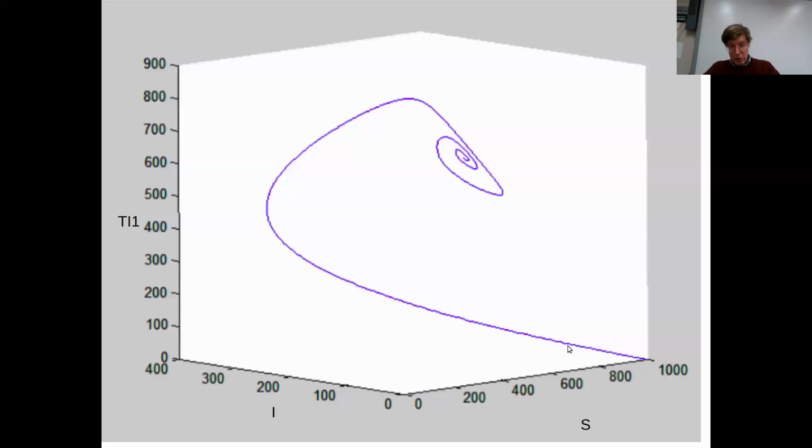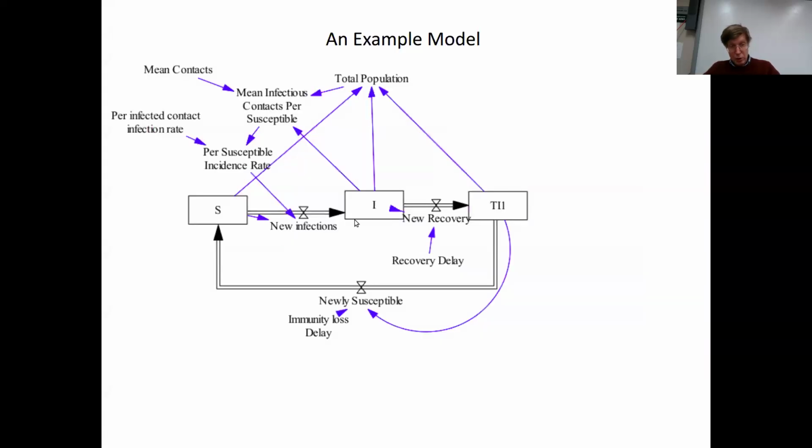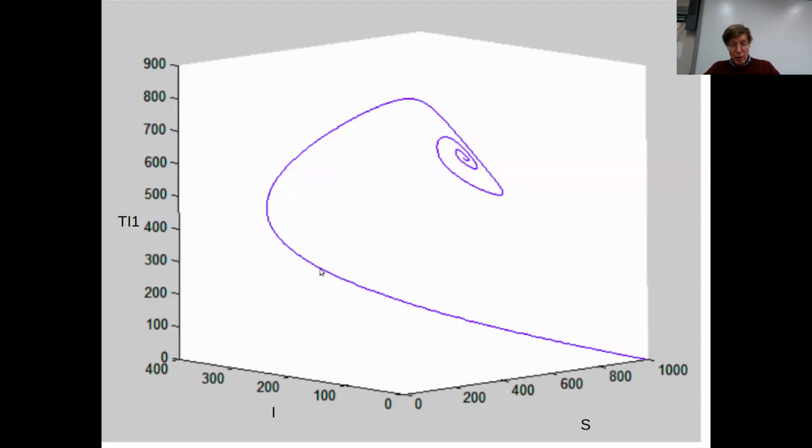So at any one time, the system is in a specific point in this space, a space whose dimensions are each of the elements of the state of the system. And at any one time, it has a certain value of S, that's the number of susceptibles at that time, a certain value of I, that's the number of infectives at that time, and a value of temporarily immune people, right? So we have these coordinates, and we can plot out the evolution of a system within those coordinates.